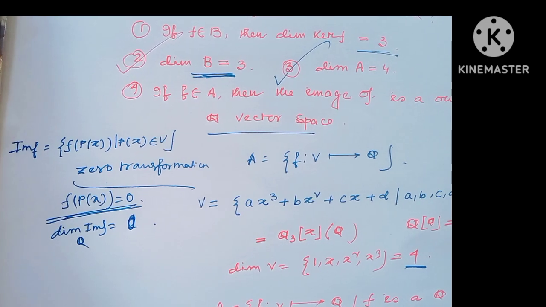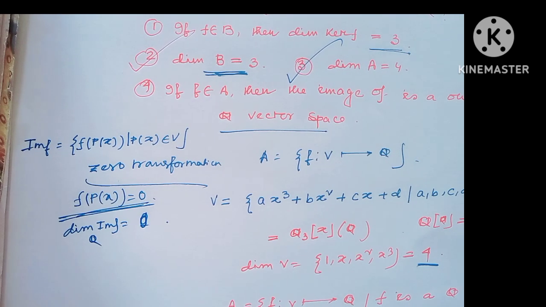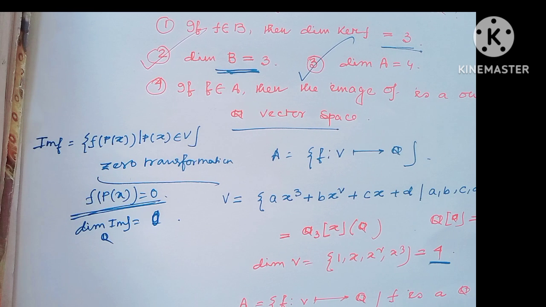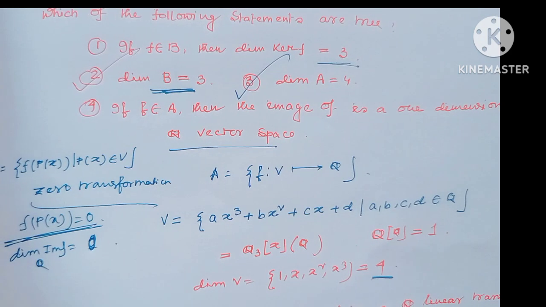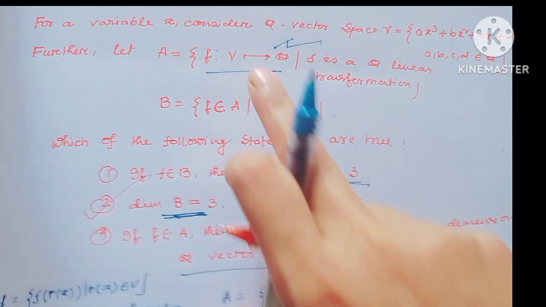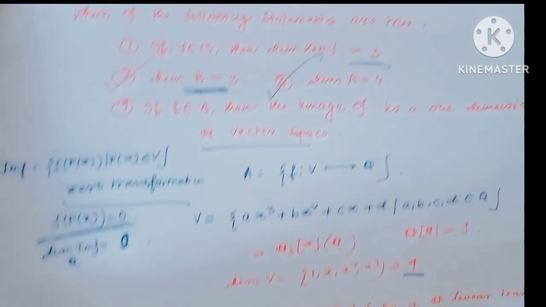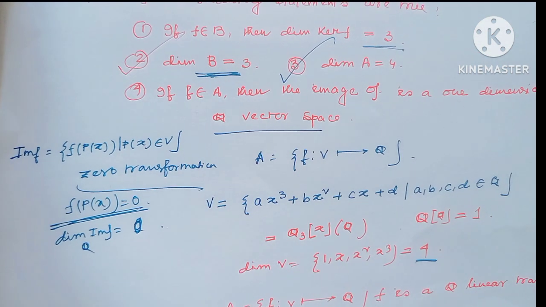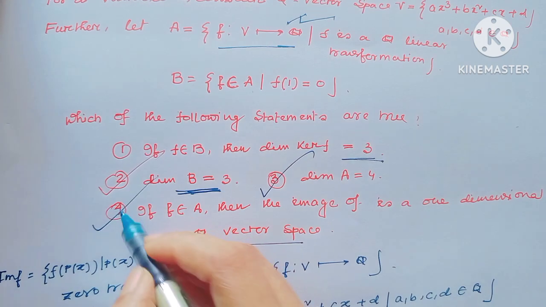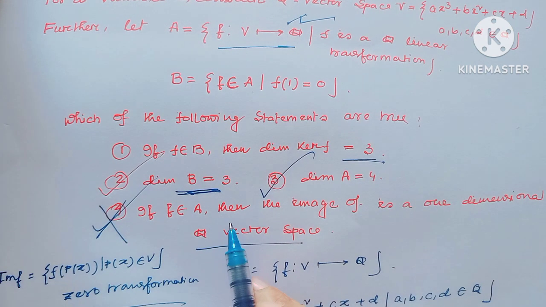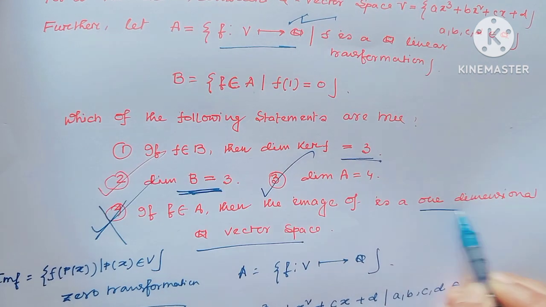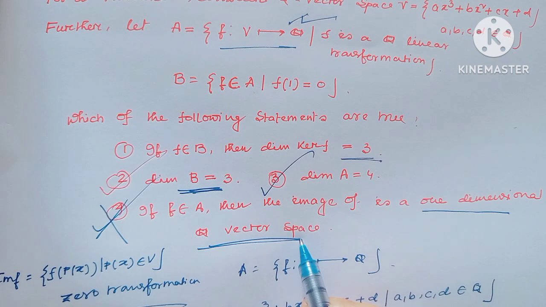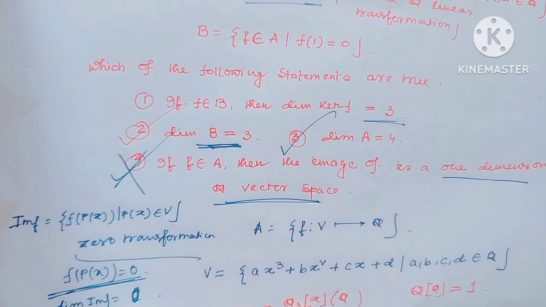Since this is the zero transformation, the image is the zero subspace, and its dimension is actually 0. So option 4 is a wrong option. If f belongs to A, the image is a one-dimensional Q vector space. This is wrong for the zero transformation.